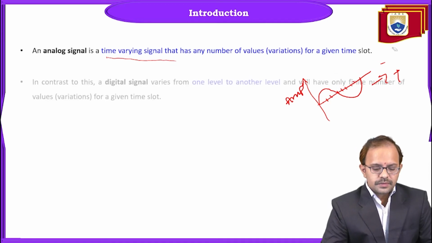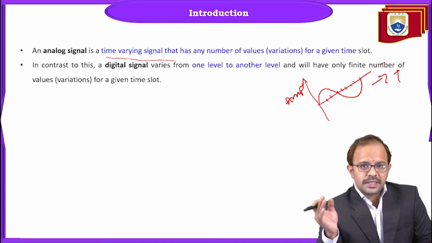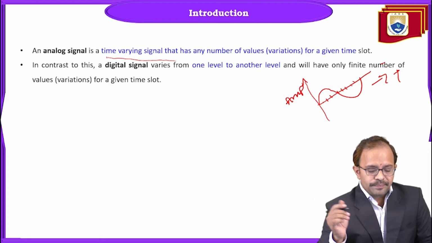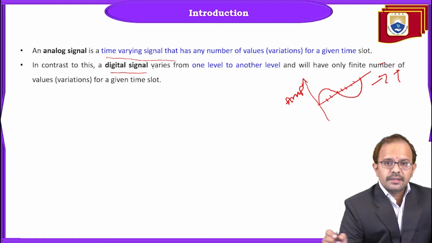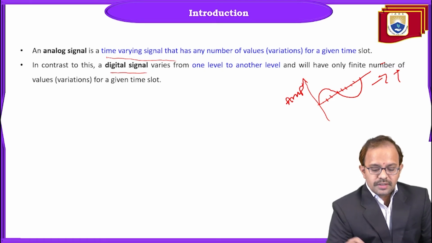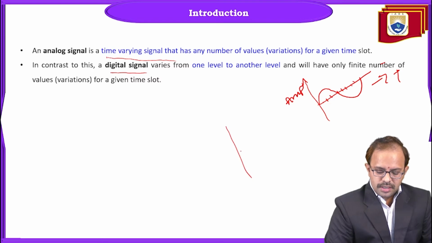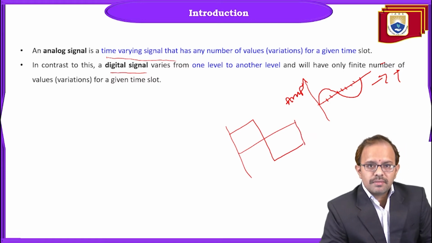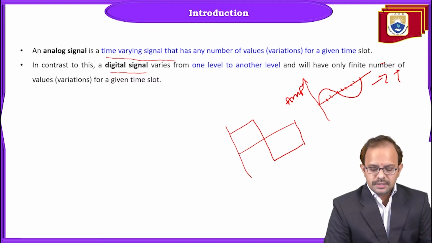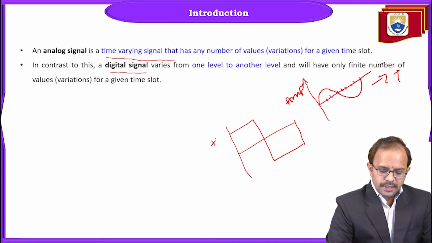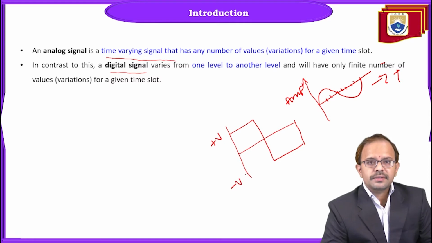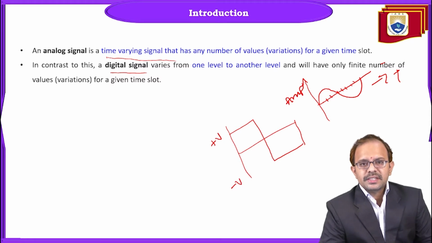And then if we look at the other form of the signal, or data, it is the digital signal. What is meant by the digital signal? These digital signals vary from one level to another level. So here, for instance, I can draw a signal like this. Here I am going to define a signal with 2 levels. What are the 2 levels? The signal has only 2 levels. Let us say this is plus V and this is minus V. So this is an example of a digital signal.